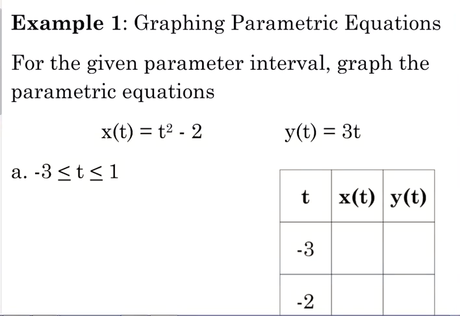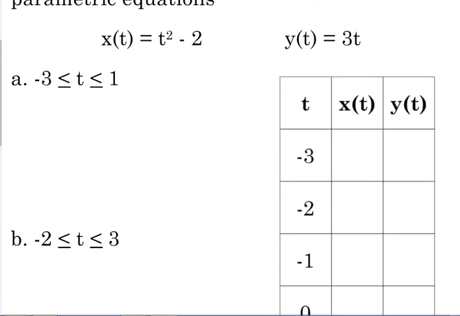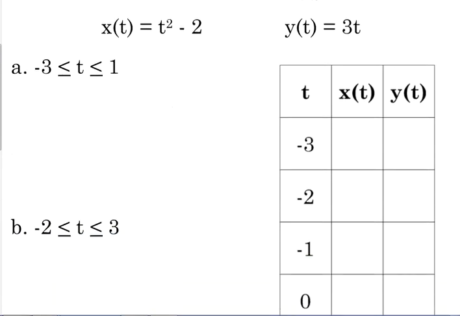x of t is equal to t squared minus 2, and y of t is equal to 3t. We're going to graph this on 3 different intervals, and you're going to see what it does to the graph. So let's start by doing this the old-fashioned way, by hand. Our first window is from -3 to 1 for our t values. We're going to plug -3 into both equations individually, get the x value, get the y value, and then we'll look at how that is actually graphed.